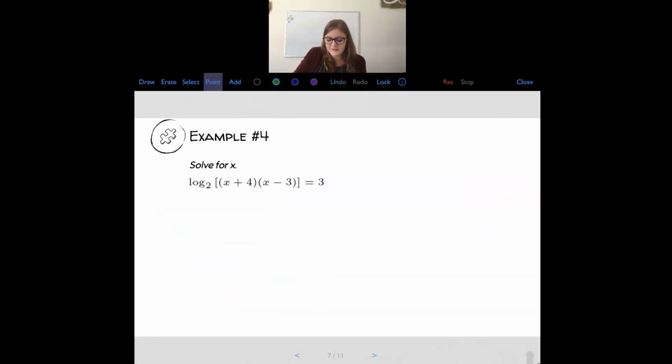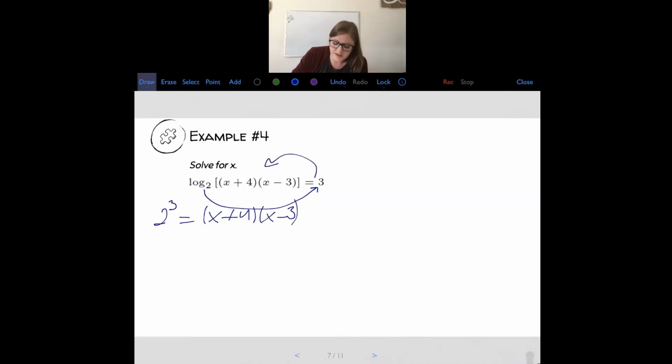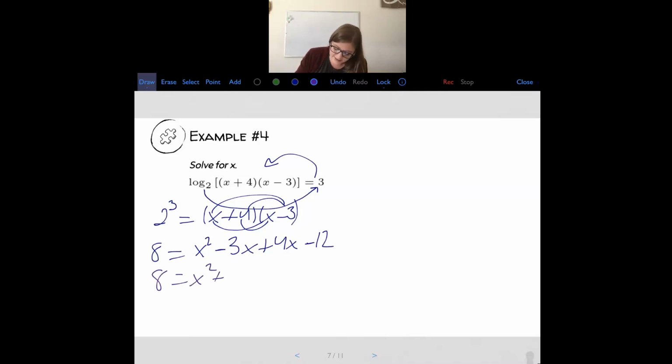Example 4, solve for x. We have log base 2, and inside of the logarithm, we have x plus 4 times x minus 3, and this is equal to 3. Let's convert it to an exponential equation. So we have 2 to the 3rd is equal to x plus 4 times x minus 3. Now we need to expand both sides. 2 to the 3rd is 8, and we use FOIL on the right-hand side. x times x is x squared, x times negative 3 is negative 3x, 4 times x is 4x, and 4 times negative 3 is negative 12. So this gives us 8 is equal to x squared plus x minus 12.